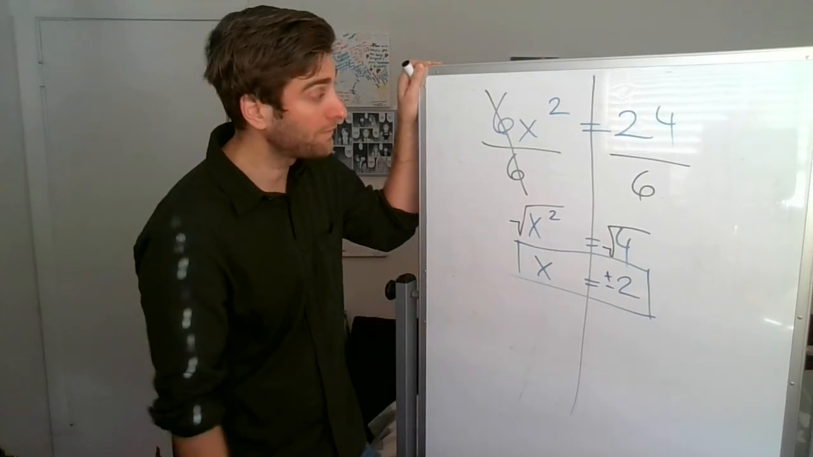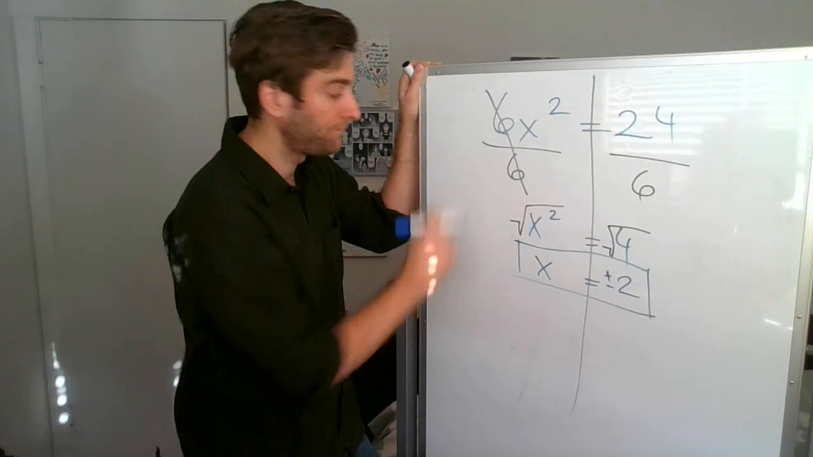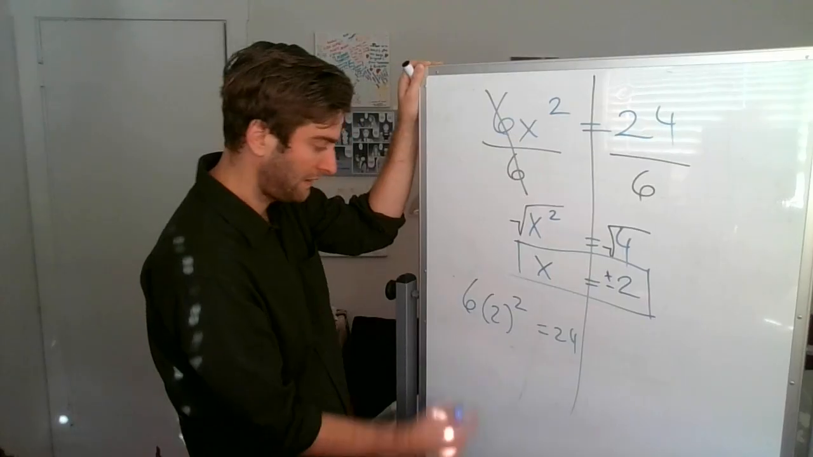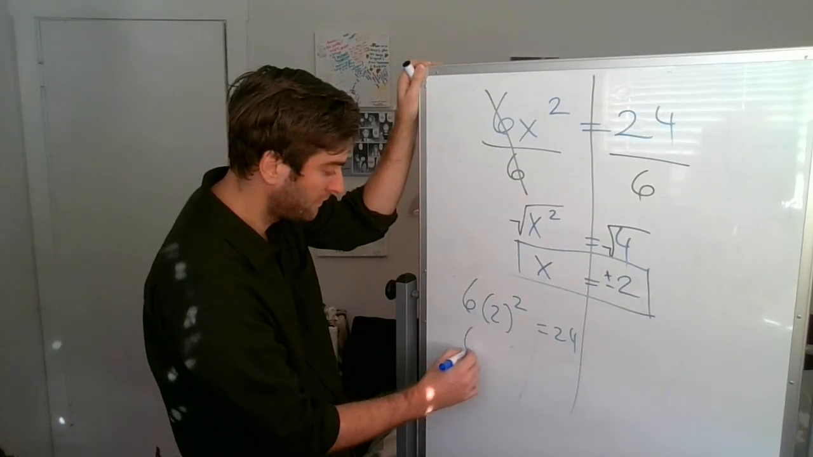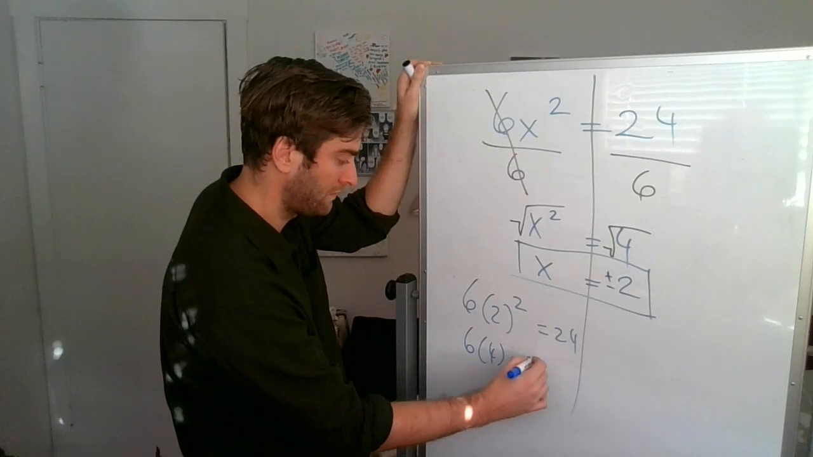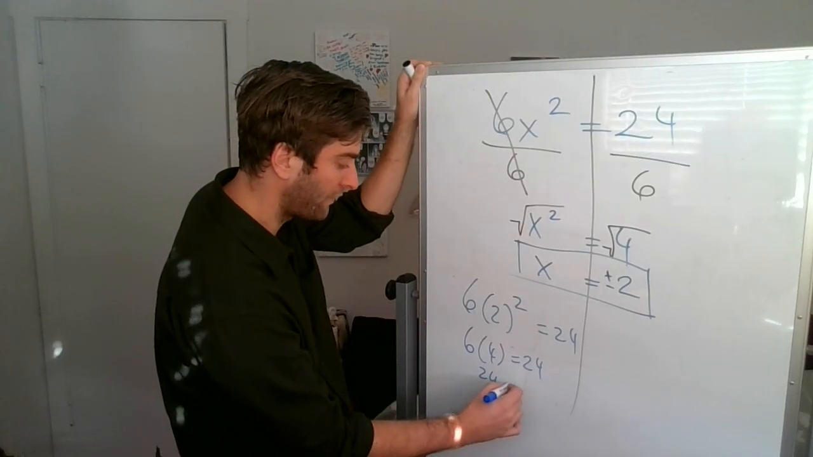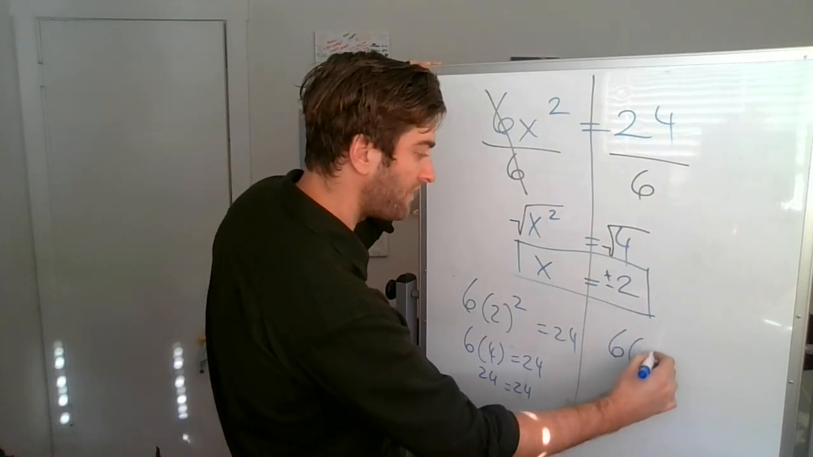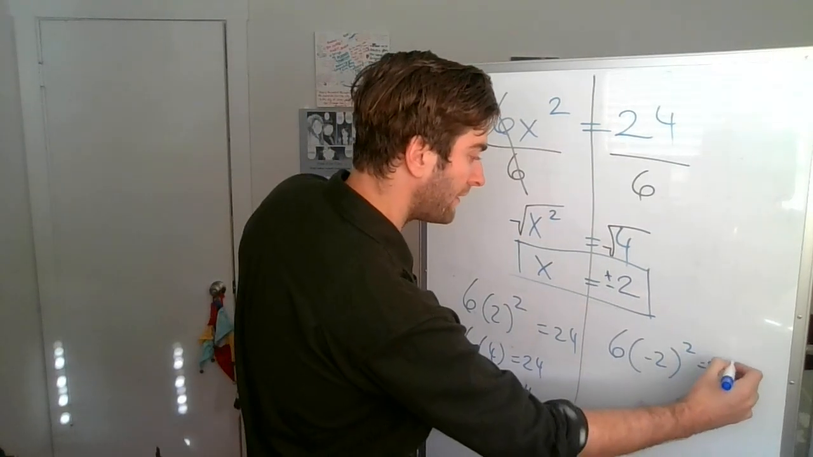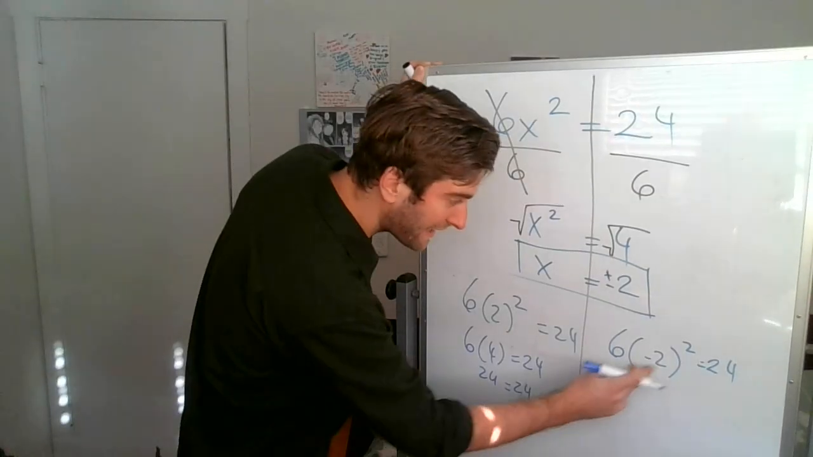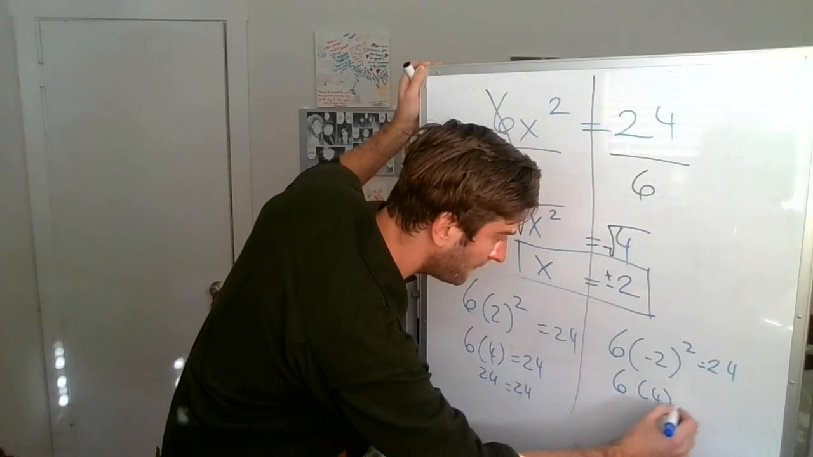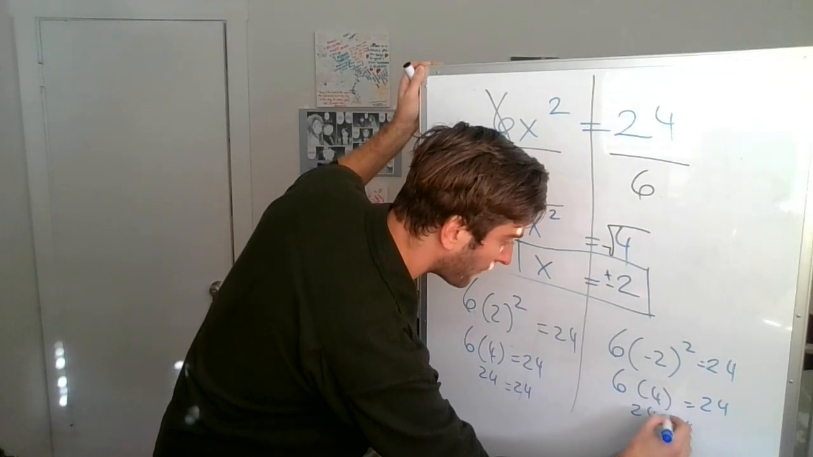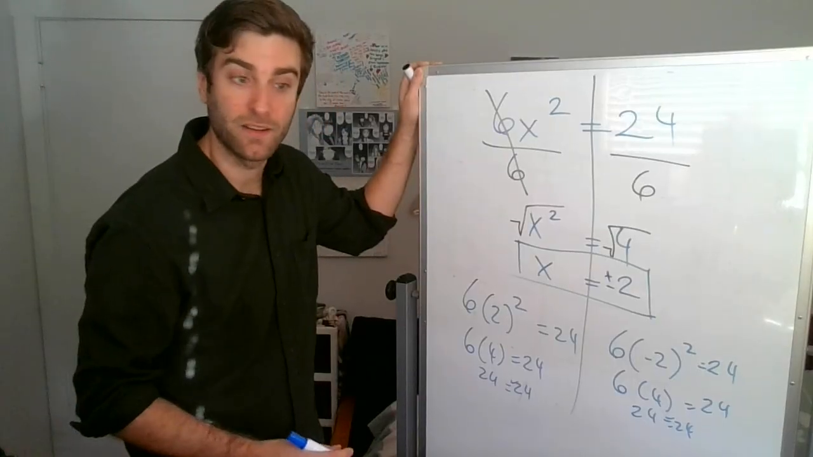We could check our work if you like. If I put in 2 here, 6 times 2 squared equals 24. 2 squared, 4. 6 times 4 is 24. Same thing with the other solution. I could do 6 times negative 2 squared equals 24. Negative 2 squared is positive 4, once again. 6 times 4 is 24. So they both work. That is indeed the solution. Okay.